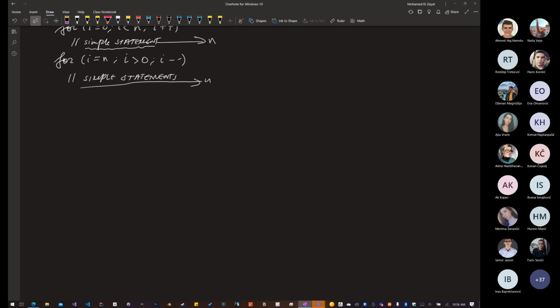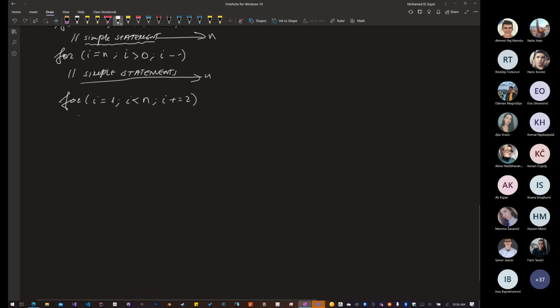Now, if I give you something like this, for i equals 1 and i is less than n, i plus equals 2, and you have a very simple statement, what is going to be the order of this function? Don't give me the order. It's the same, man. It's the same, it's n. Okay, but can you give me the reason why it is n?